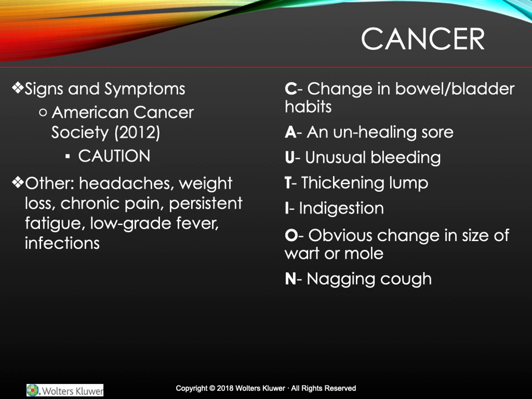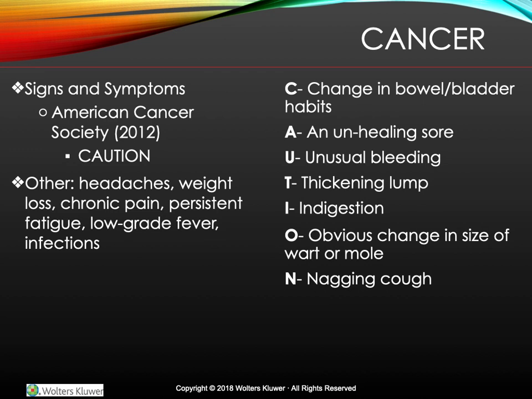So, the American Cancer Society uses CAUTION to help them distinguish signs and symptoms of cancer. So, let's start with C. C is changes in bowel and bladder habits. A is an unhealing sore. U is unusual bleeding. T is thickening lump. I is for indigestion. O is for obvious changes in signs of a wart or mole. And N is a nagging cough.